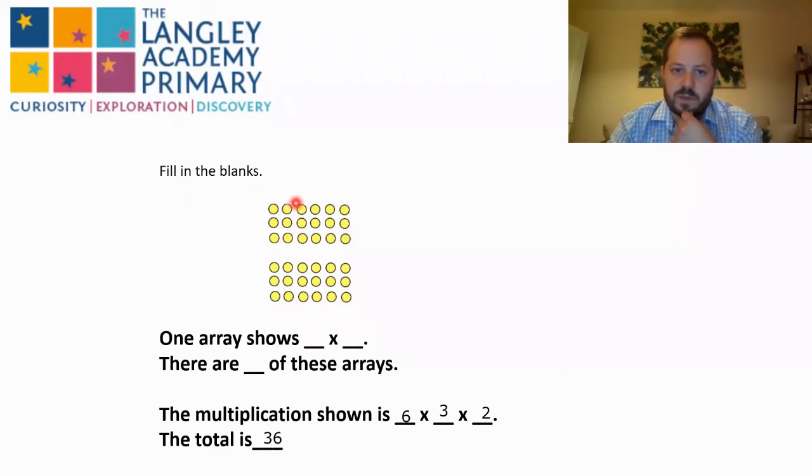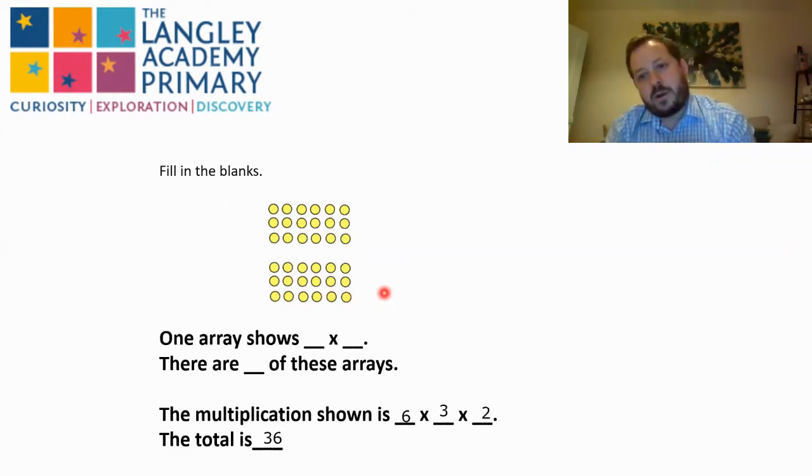1, 2, 3, 4, 5, 6, 7, 8, 9, 10, 11, 12, 13, 14, 15, 16, 17, 18, 19, 20, 21, 22, 23, 24, 25, 26, 27, 28, 29, 30, 31, 32, 33, 34, 35, 36. So we know our answer is right.